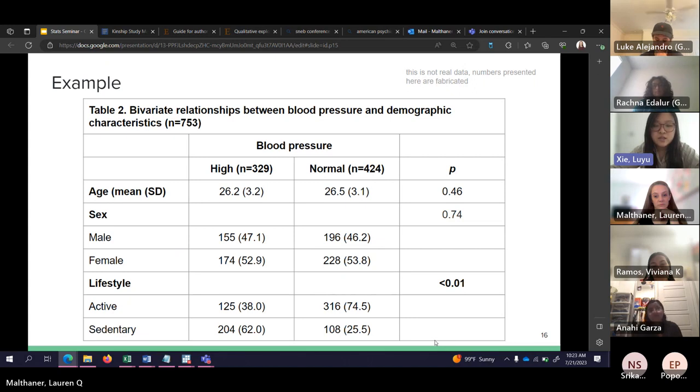I also want to mention that in the bivariate association, when you report those percentages, you should report column percentage. For example, here, the 62% means that within the high blood pressure group, 62% had a sedentary lifestyle and 38% had an active lifestyle. We usually don't report row percentage in the bivariate relationship. So we don't report among the sedentary lifestyle group how many had high blood pressure and how many had normal blood pressure. It's always column percentage. Next slide, please.